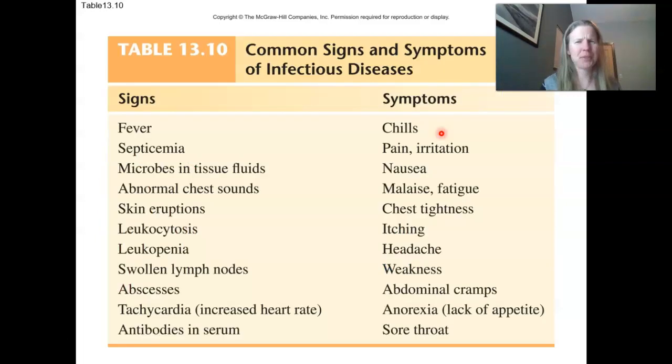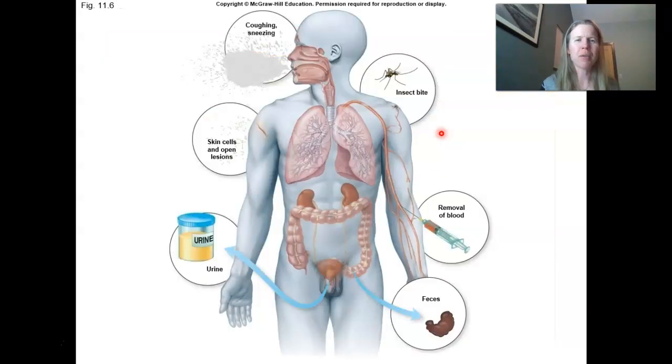Okay. Let's see where I am. Oh, signs and symptoms. I already talked about that. A few others for you there.